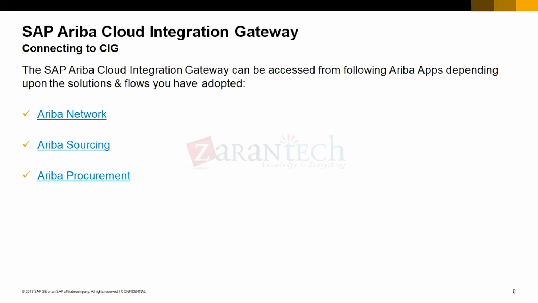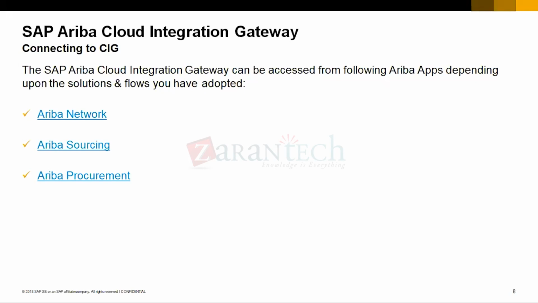For example, you're working on a commerce automation or supply chain collaboration implementation. Definitely in that case, the sourcing and procurement part will not come into the picture, right? So in that case, we have to enable the CIG only on the Ariba network. Or let's say your customer is implementing the Ariba strategic sourcing suite. They don't have the Ariba buying and invoicing solution. So in that case, you will have two options to enable the CIG. Either you can do it on the Ariba network, or you can do it on the Ariba sourcing as well.